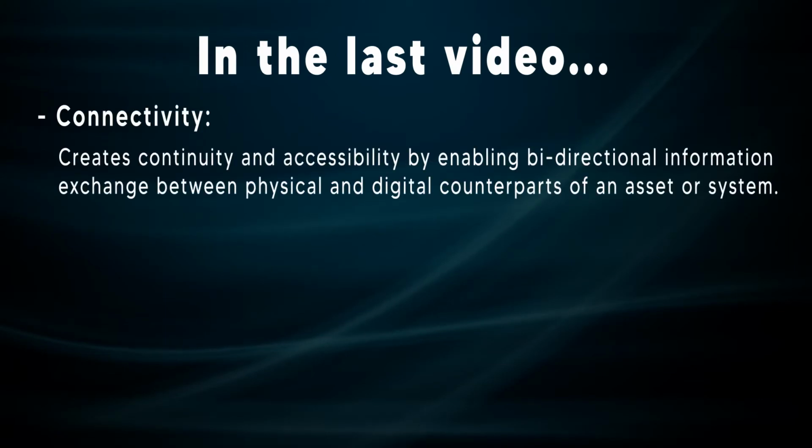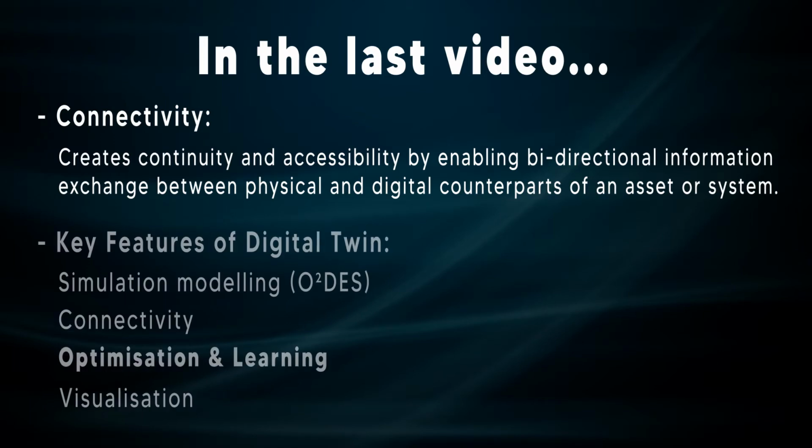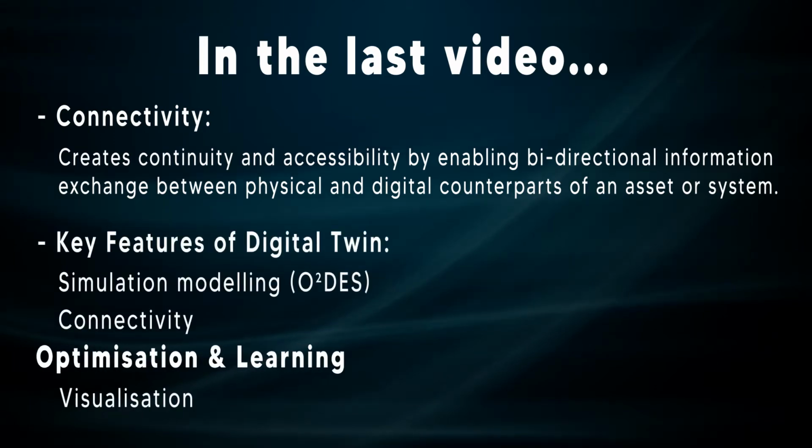In the last video, we learned that connectivity in digital twins is about creating continuity and accessibility by enabling bidirectional information exchange between physical and digital counterparts of an asset or system. In this video, the topic that we will be diving into is optimization and learning. We will be discussing learning in the context of machine learning.